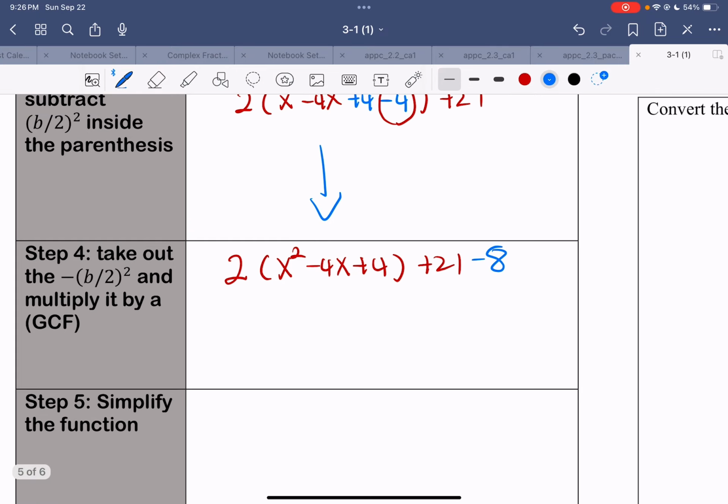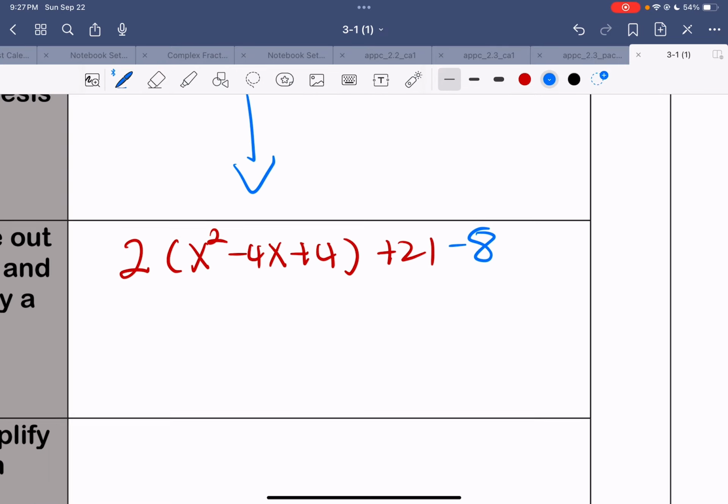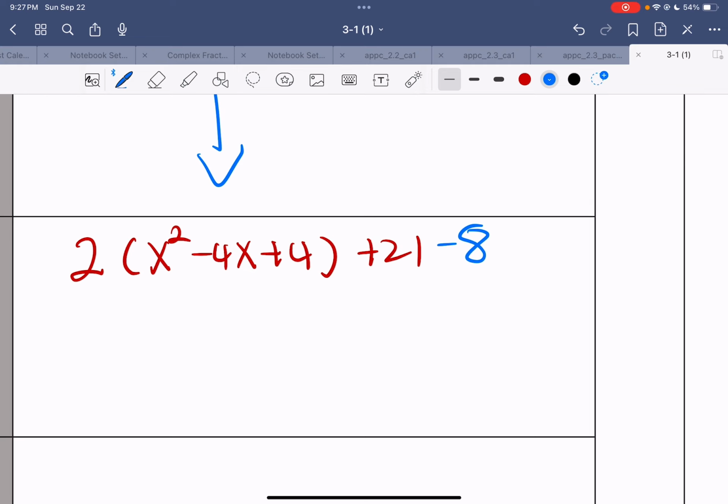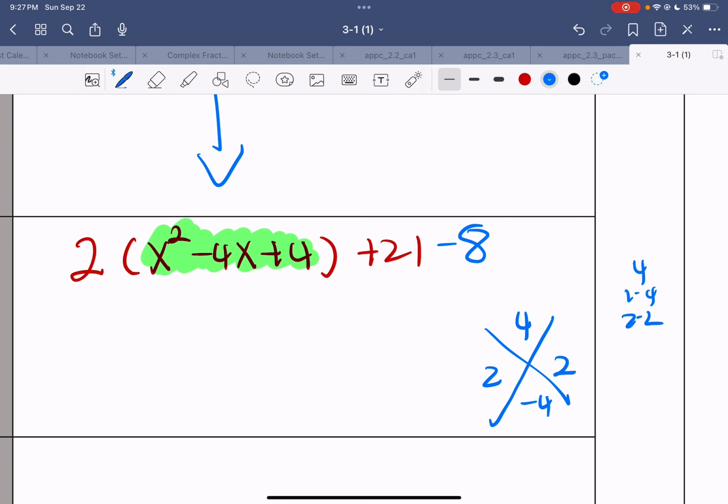And now, do you see this number? Now I can factor this one. So let's factor this: 4 and -4. What can give you 4? 1 times 4, 2 times 2. And 2 and 2 is the option. But again, 2 plus 2 does not give you -4. So I'm going to make both of them negative.